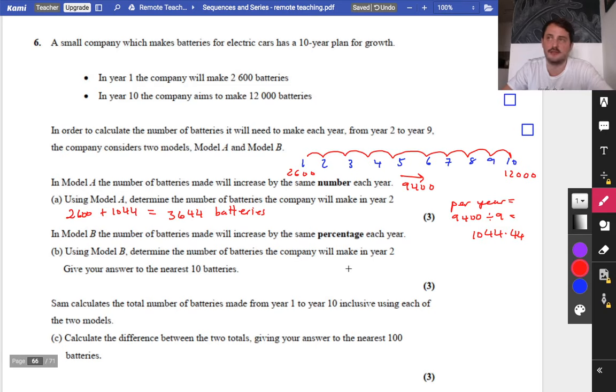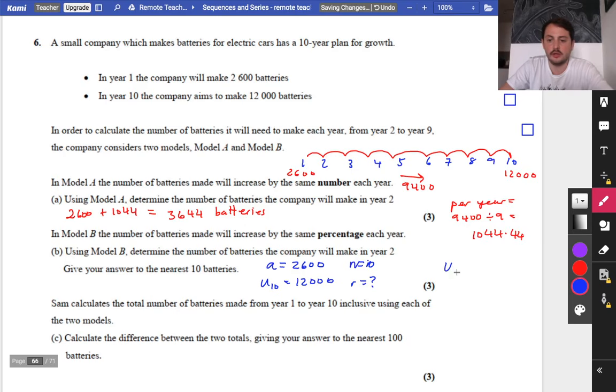I guess we could do this in a formula kind of way. I guess I could have done this first one in a formula kind of way. We can see that A is 2,600, and this is U1, and then this is U10. We can see that U10 is 12,000. Maybe this would have been better for the first one. And we know that N is 10, and we're trying to find out what R is equal to.